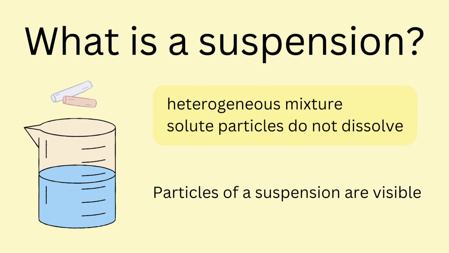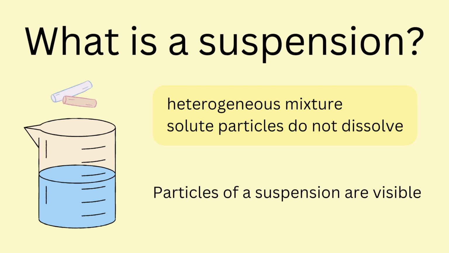So what is a suspension? A suspension is a heterogeneous mixture of solute particles that do not dissolve in the solvent. Meaning the solute particles don't dissolve with the solvent, and they are also clearly visible to your eyes. So they're not homogeneous, in the sense they don't mix together well, and you'll be able to distinguish between the solute particles and the solvent particles in that mixture. That is what we call a suspension.